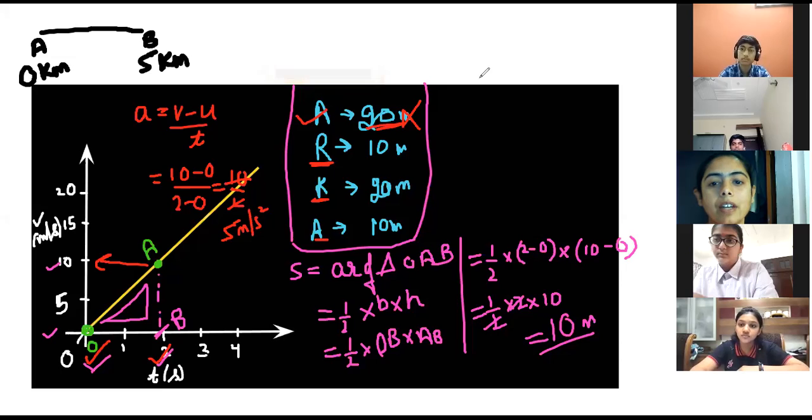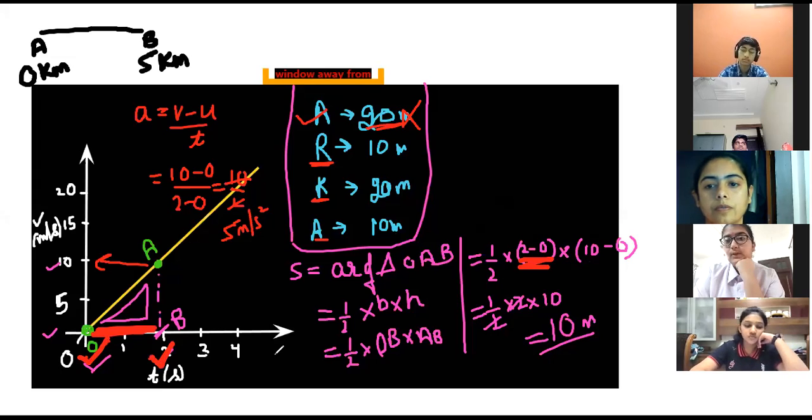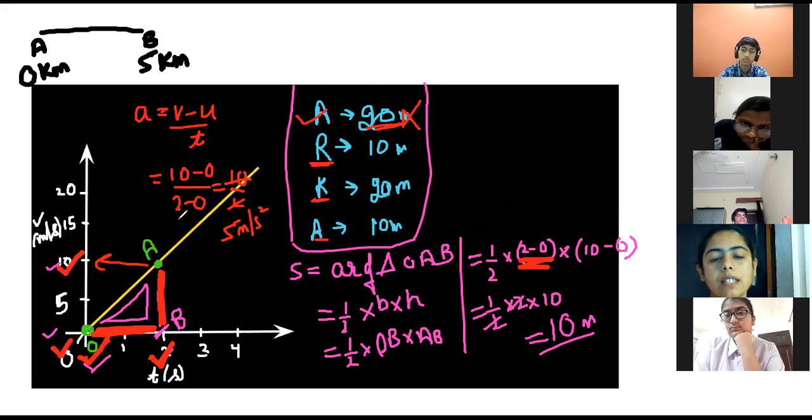So why have we written 2 minus 0 and 10 minus 0? Because look, this was our base of the triangle. So the base of the triangle is this one, O to B. From where to where did we go? From 0 to 2. So that is why I have written 2 minus 0. Got it? Similarly, the height, this AB, we start from 0 and we go till 10. So that is 10 minus 0.